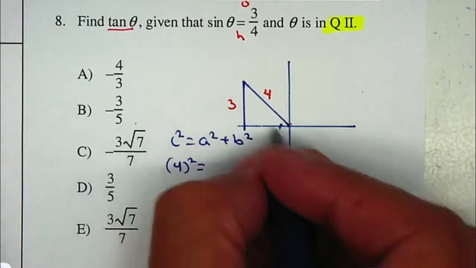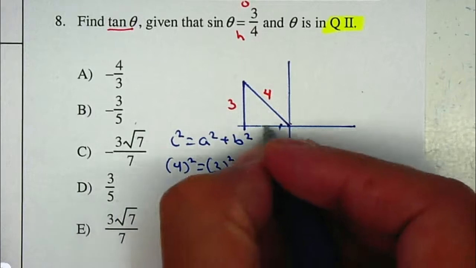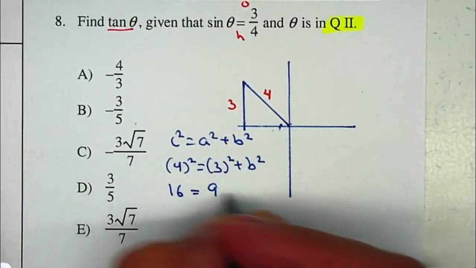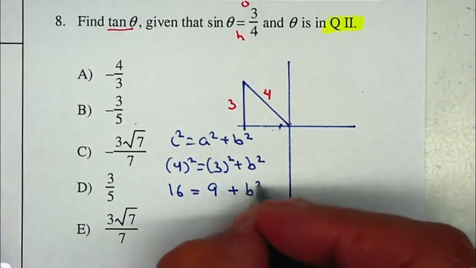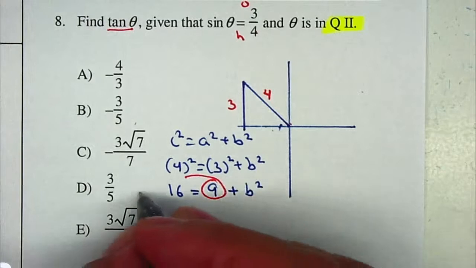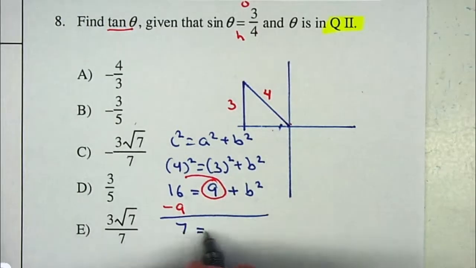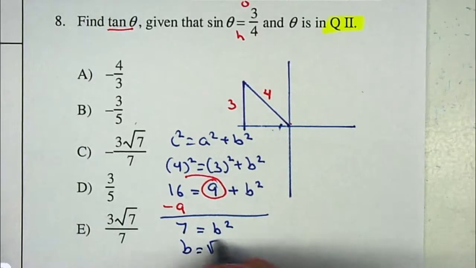A will be either of those sides. So let's go and place that as 3 squared. And b is what we'll be looking for. That gives me 16 is equal to 9 plus b squared. I'm going to leave the b by itself, move the 9 to the left, becomes a negative. That gives me 7 is equal to b squared. I'm going to take the square root on both sides, so b is equal to the square root of 7.